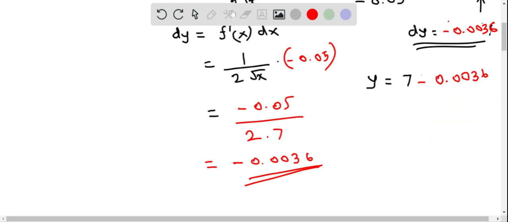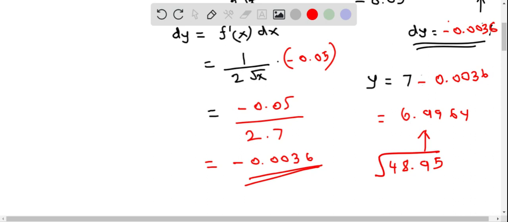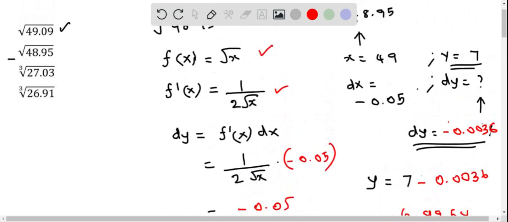Can remove this. The answer for this one is 6.9964. So this is basically the square root of 48.95 using differentials. Let's now approximate the cube root of 27.03 using differentials.